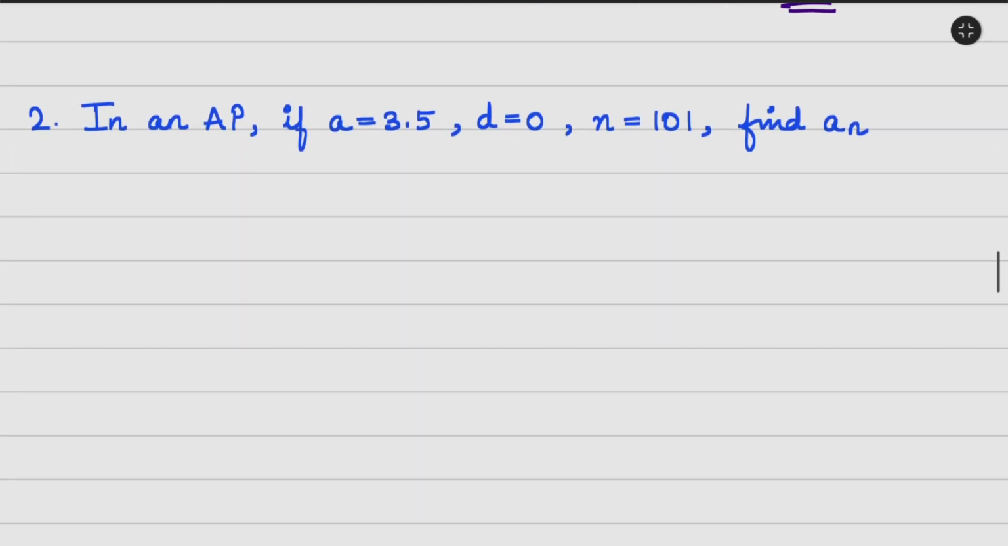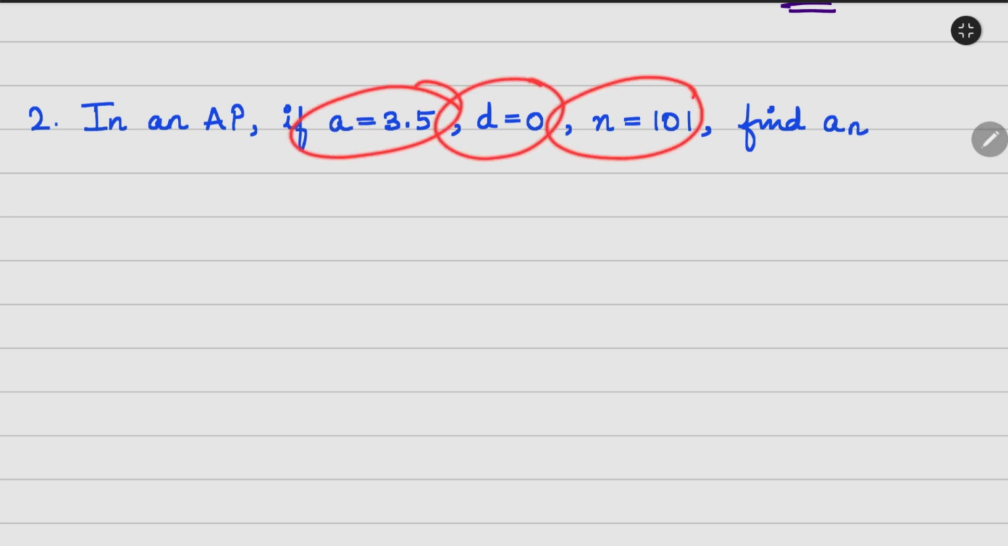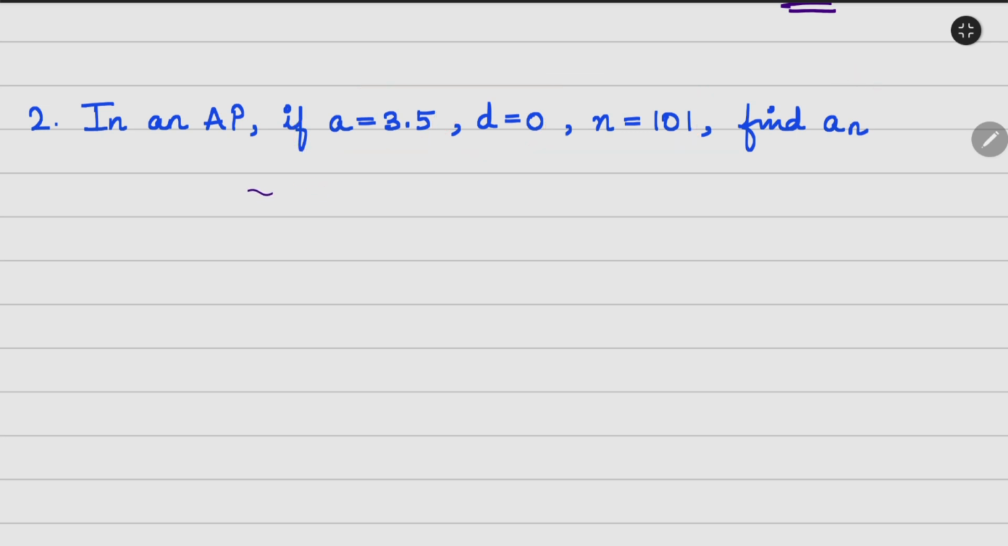Yes, here also it's the same thing. In an arithmetic progression, you are given 3 things. First term, common difference, and the total number of terms are given to you. You have to find the nth term. Let's use the formula. So we know an is equal to a plus n minus 1 into d. Let's substitute. You have to find an, which is your nth term of the AP.